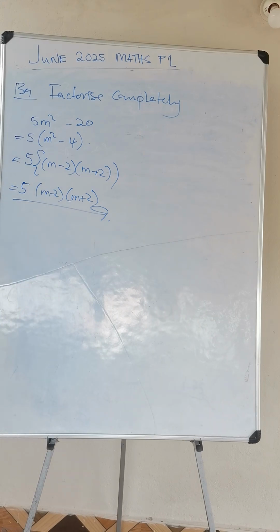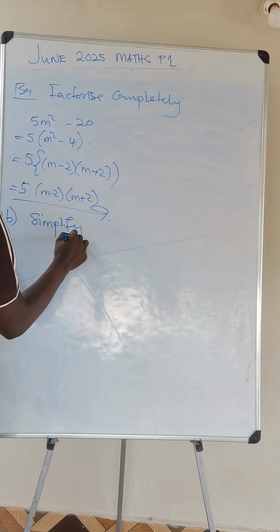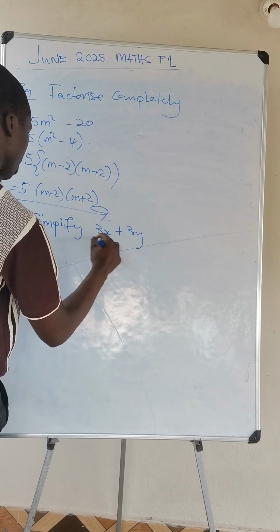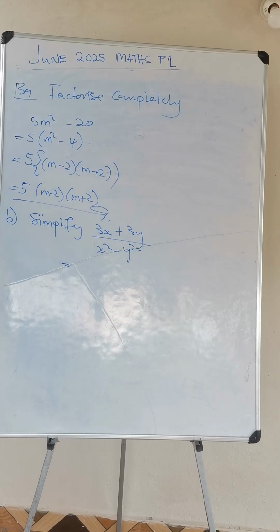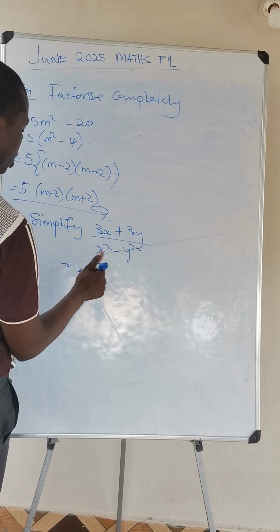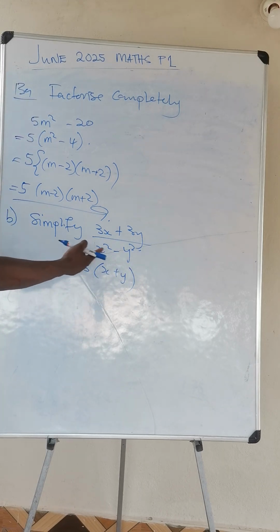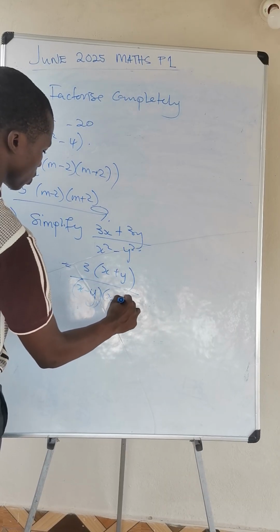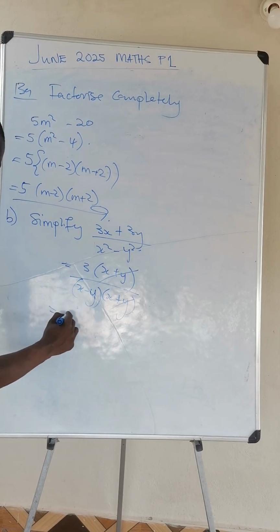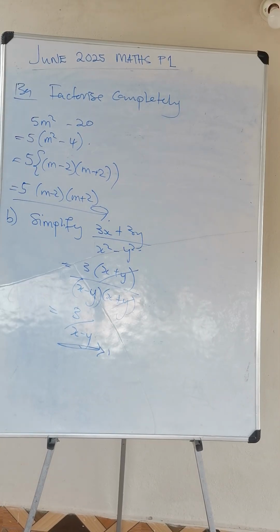Okay, so let's move to number 13B. Number 13B simply says simplify 3x plus 3y over x squared minus y squared. First let us factorize here. If we factor out 3, it becomes 3 times x plus y. But this is the difference of two squares, so it becomes x minus y times x plus y. So this one cancels out and becomes 3 over x minus y. Final solution. Very easy and straight to the point.